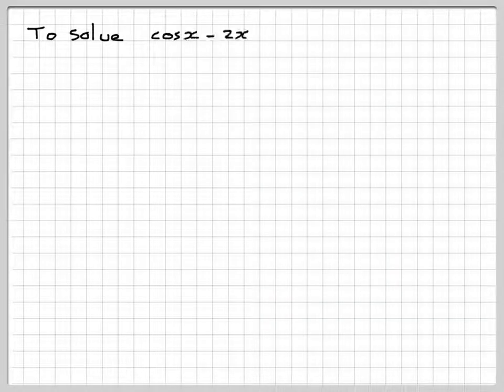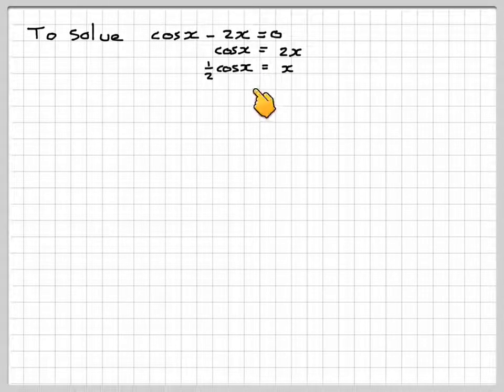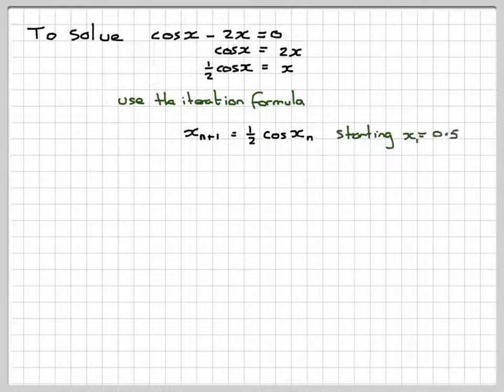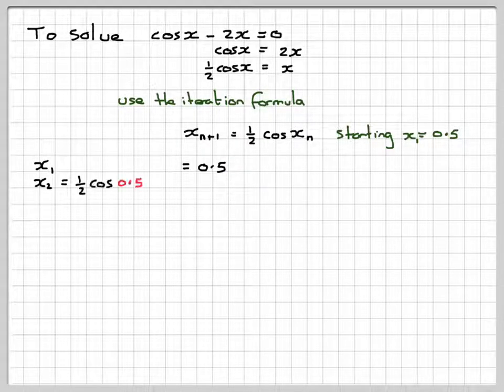Okay, to solve cos x minus 2x is equal to 0, we will rearrange this to make x the subject. So we've got cos x is equal to 2x, so x will be equal to a half cos x, and so we'll use the iteration formula x_(n+1) is equal to a half cos x_n, with x being measured in radians, starting with the starting value of 0.5. So x1 will be equal to 0.5, x2 will be a half cos of 0.5, again it's an easy way of doing this on the calculator, which gives that value.